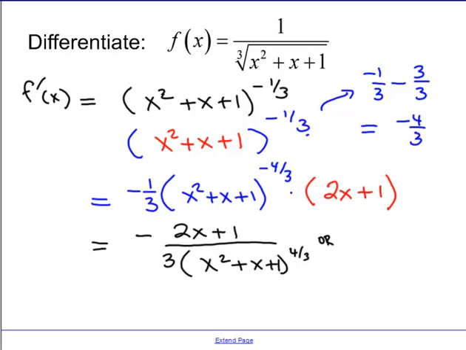Or if I ask you not to use rational exponents, you can also write it like this. So you can use the cube root of x squared plus x plus 1 to the power of 4. So depending on the wording, you can use either one, and I would make sure that I make it clear whether you can use rational exponents or you can't.